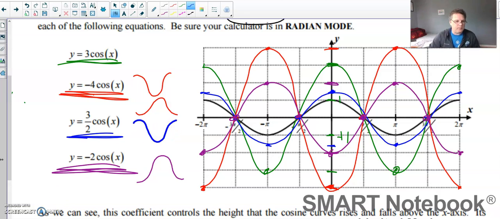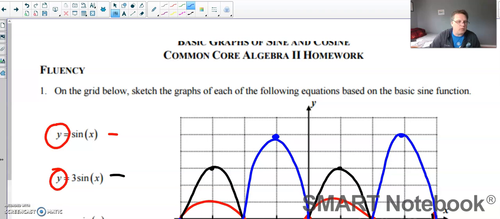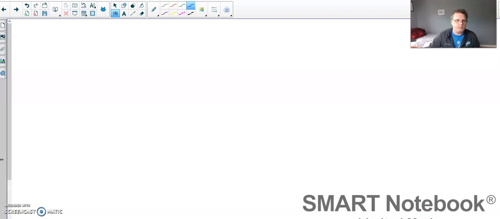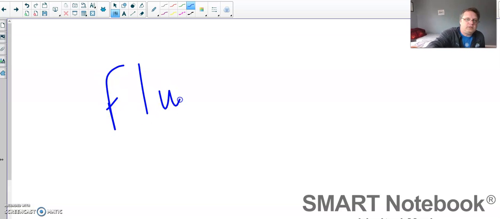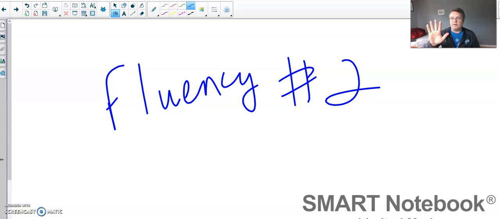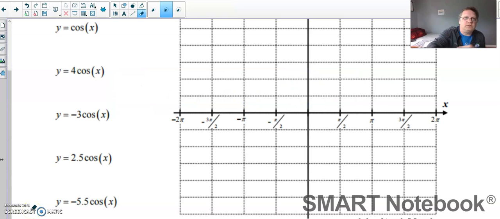For your assignment, do number 2. Okay? Fluency number 2. So fluency, just number 2. Okay, that's it. 1, 2, 3, 4, 5 cosine graphs. Okay, just like we did on the other one, because the original one was given, the cosine, and that's the same thing, cosine. Go up by ones. So go up by ones, meaning that this is 1, 2, 3.